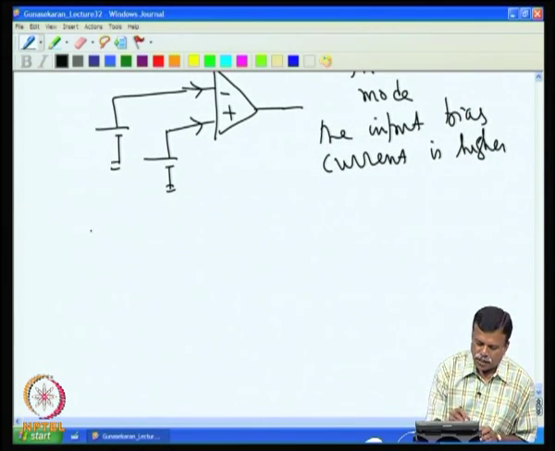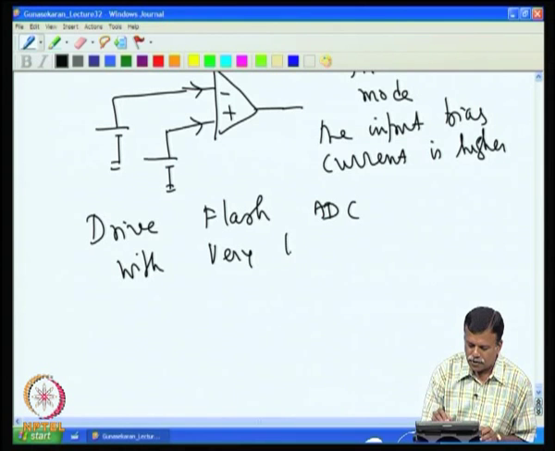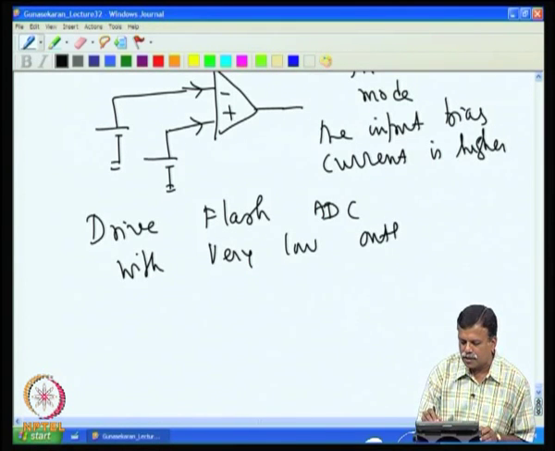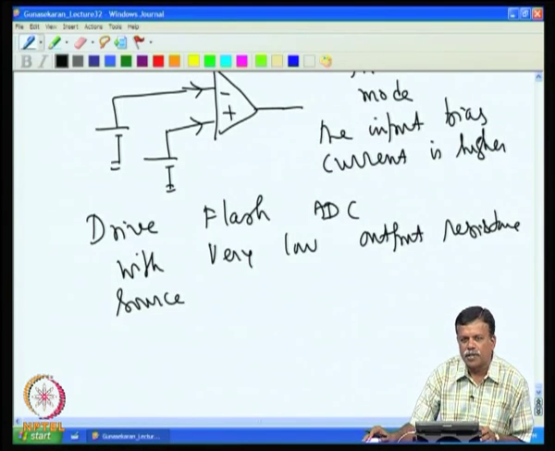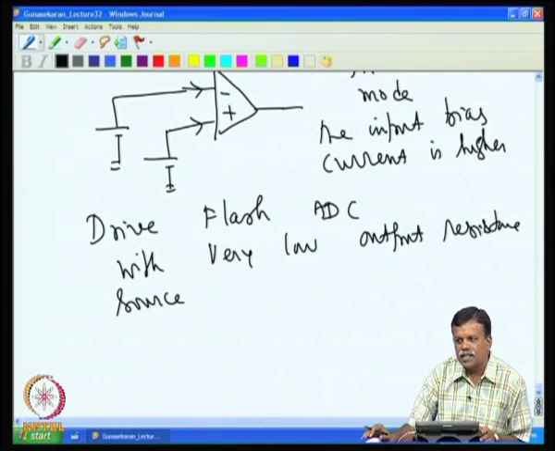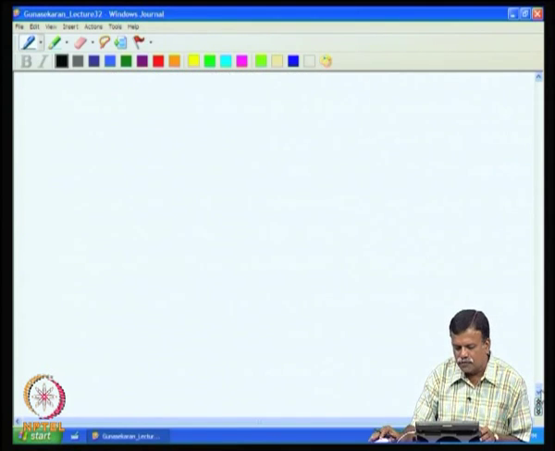So, it is essential to drive the flash ADC with a very low output impedance source, output resistance source. Otherwise, the varying current, that is the input impedance offered by the flash ADC, continuously varies with respect to the input voltage itself. So, it is essential that we drive this kind of flash ADC with very low output resistance.